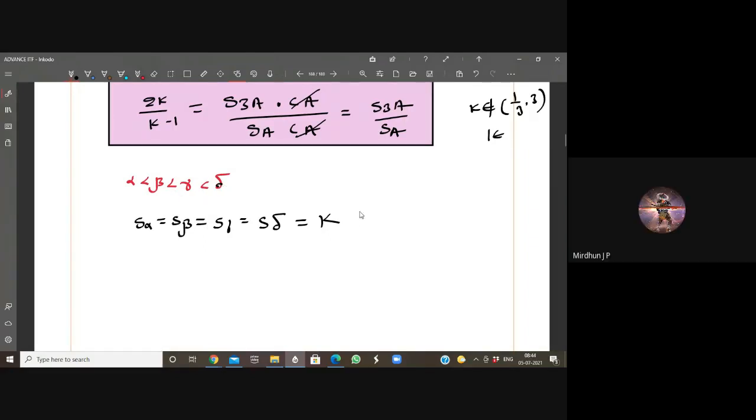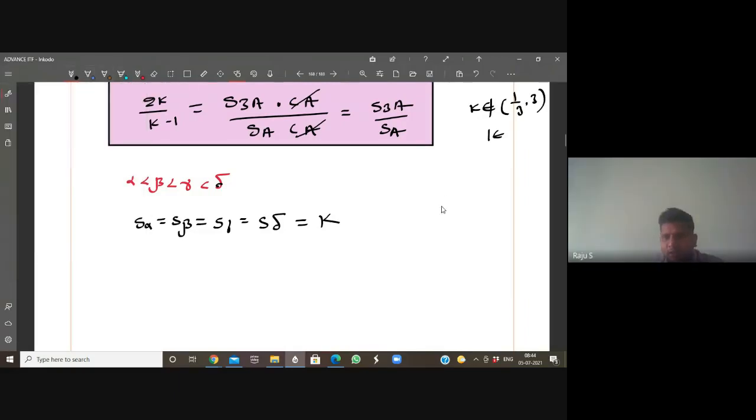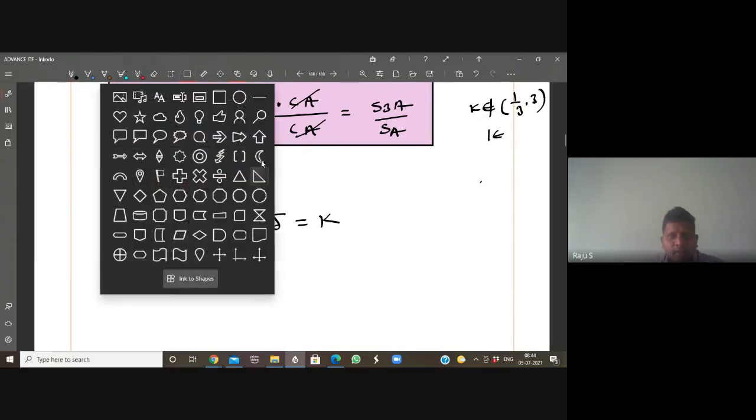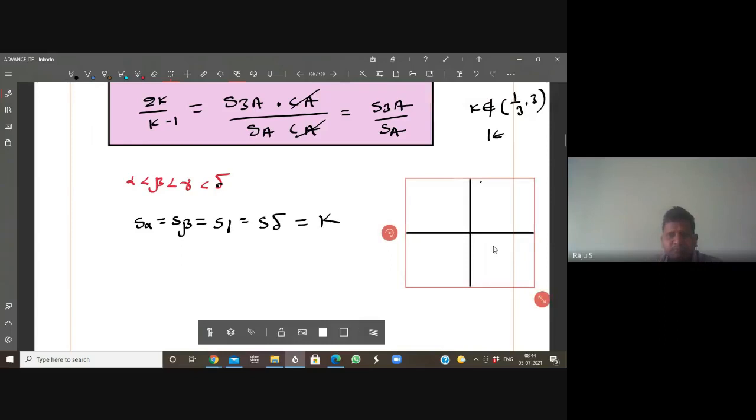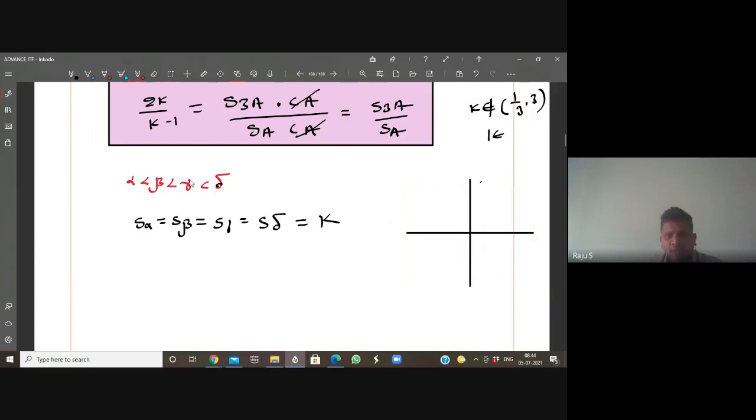Sir, the quadrants may be varying. Okay, fine. As you said, I'm taking alpha in the first quadrant. Some value we can take, like alpha as 45. Alpha is lesser than beta, so beta I may take in the second quadrant, 135. Sine 45 is equal to 1 by root 2. Sine 135 is also positive 1 by root 2, because sine is positive in the second quadrant.